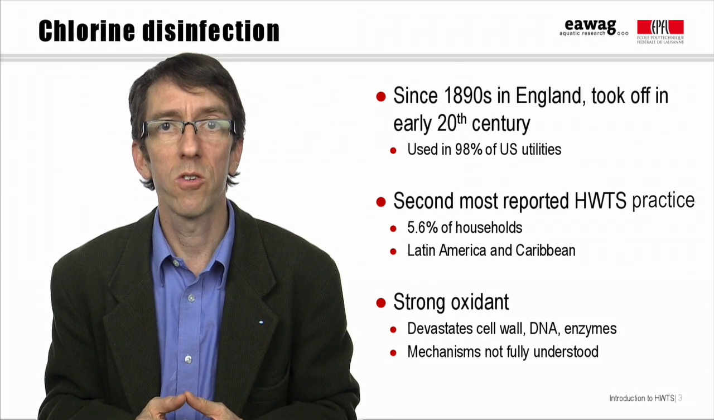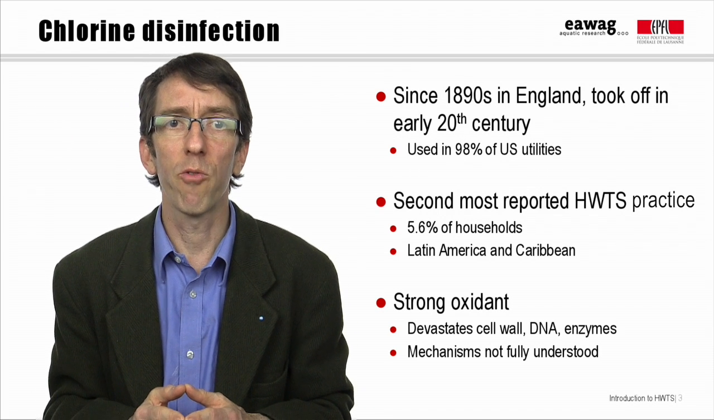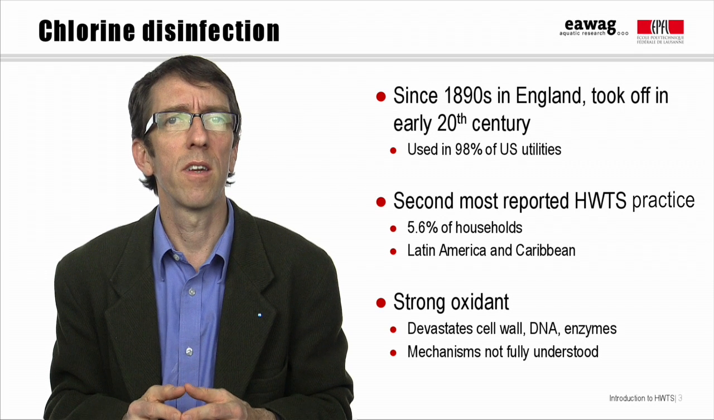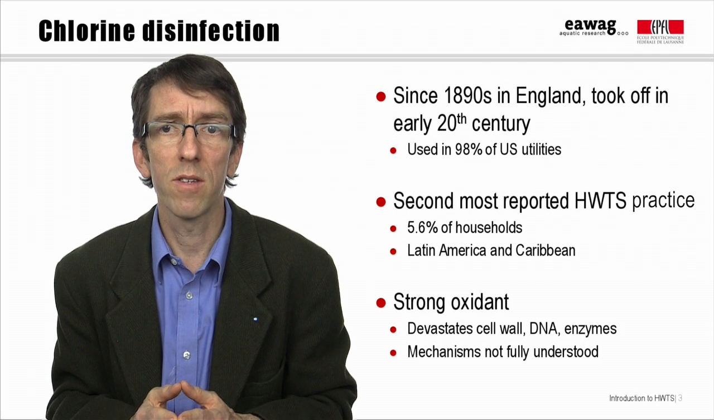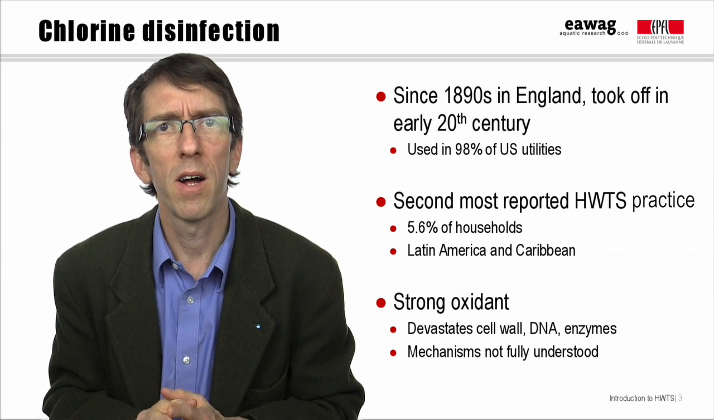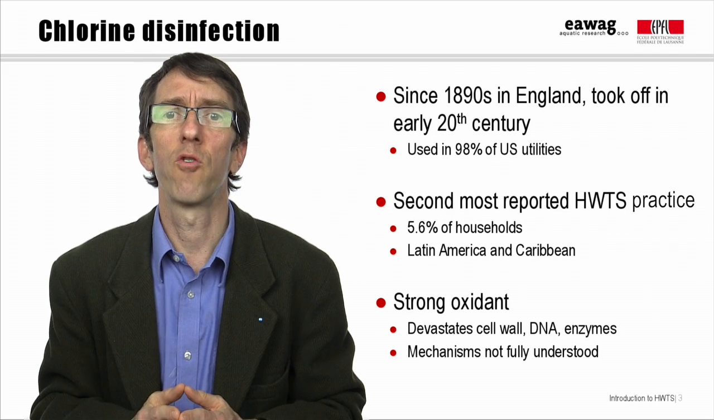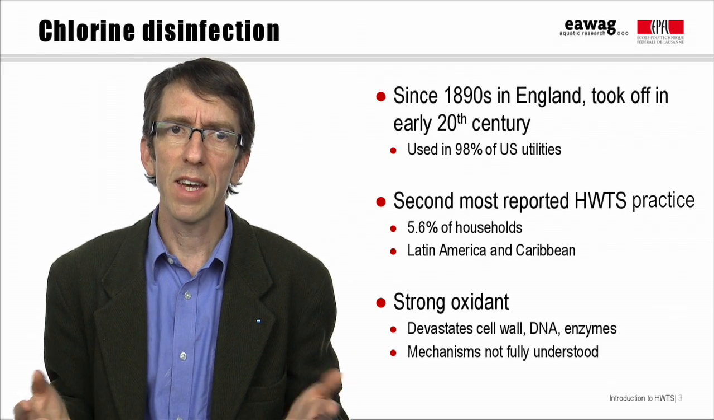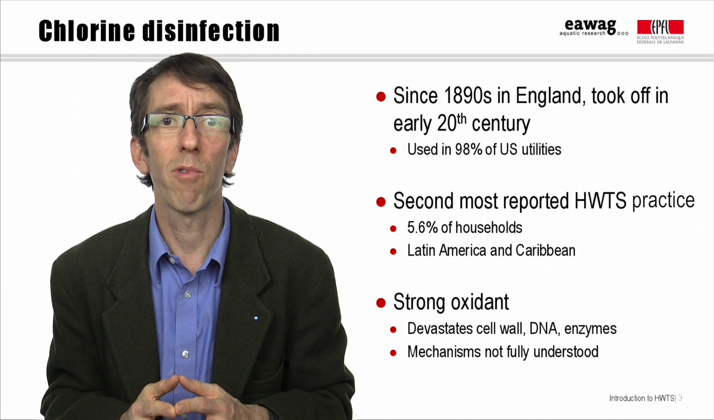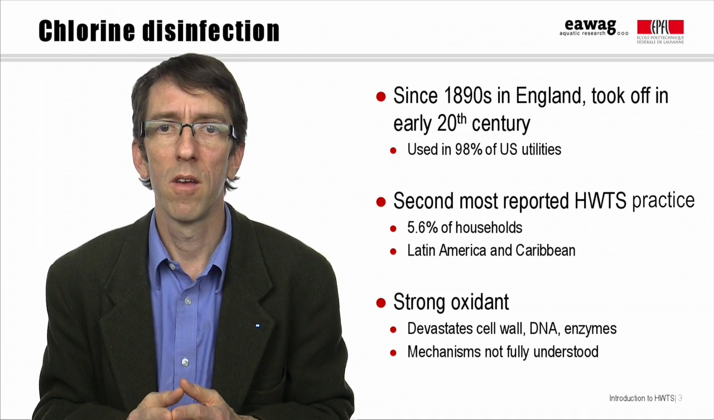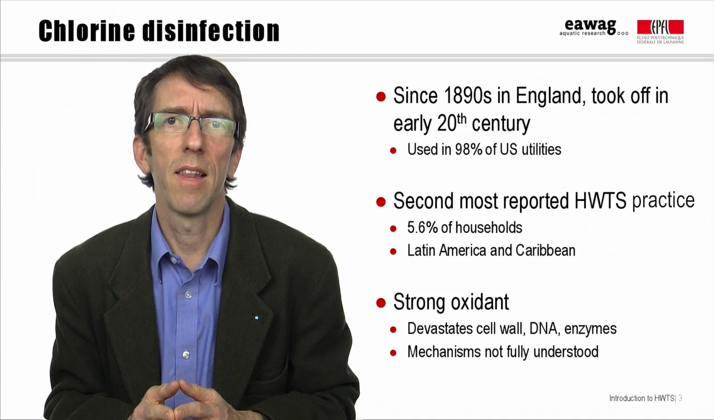Of course, many households use bleach for cleaning and laundry, but in surveys conducted in low and medium income countries, 5.6% of respondents reported adding chlorine to their drinking water to make it safer to drink. This was the second most common household water treatment practice mentioned after boiling, and was particularly high in Latin America and Caribbean countries.